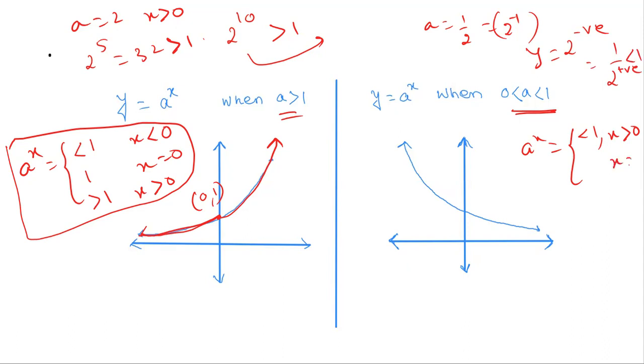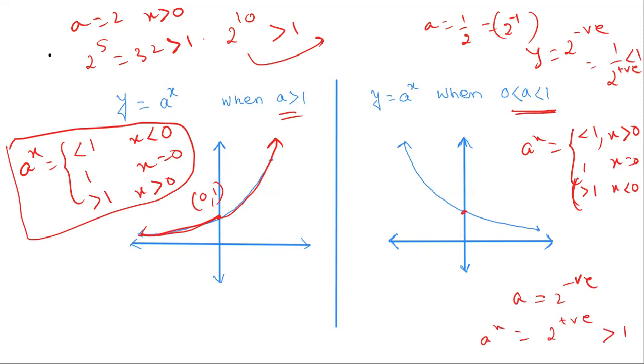Now x equal to 0 means 1. For x less than 0, it will become positive, because now the a itself is 2 to the power negative. Now again, a to the power x, where x is negative, so this will become 2 to the power positive, which is greater than 1.